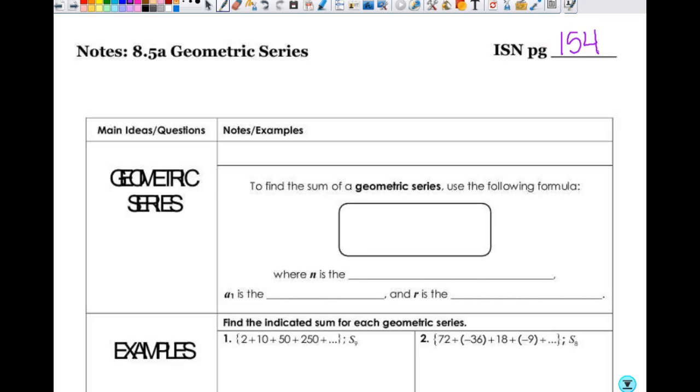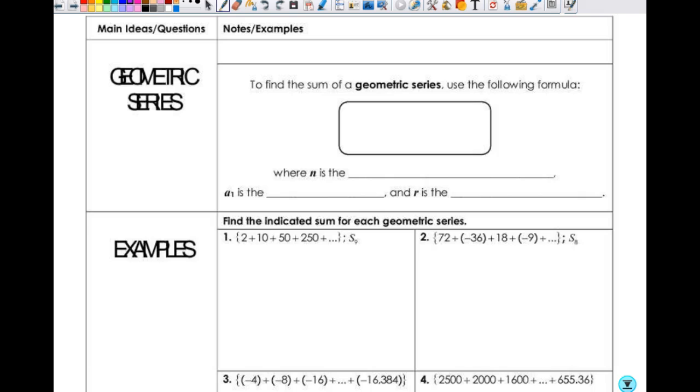So we talked about arithmetic series yesterday and basically what series were. So today we're going to look at the geometric series. The definition is just the sum of a geometric sequence. So the sequence is the list, the series is the sum. So if you want to find the sum of a geometric series, this is the formula you use.